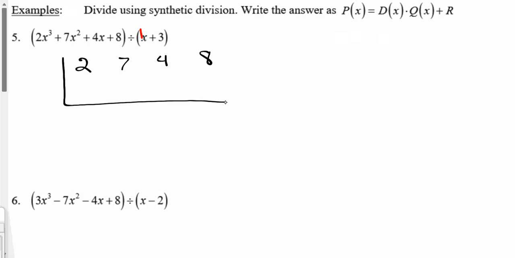And I'm dividing by x plus 3. So I look at this and say, well, what value for x would make that 0? And you would say x equals -3. So that -3 we put out on that side. Then the first number we just bring down. In a little while, I'll talk about why that works. For now, we'll just bring it down.